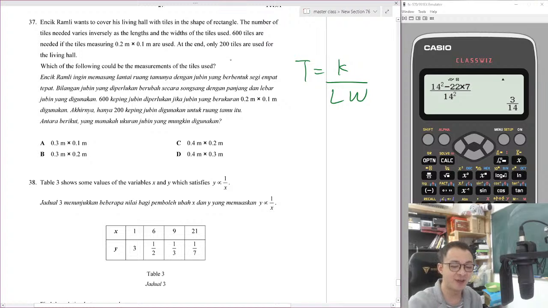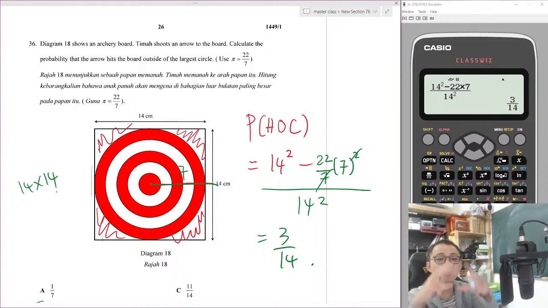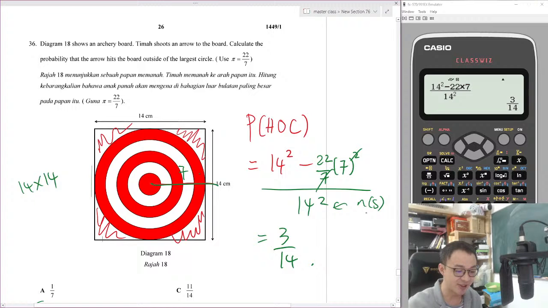So why divided by 14 square? Yeah, because the whole area of the board is 14 times 14, right? So basically, what I'm doing here, in order to find the probability, I find the outside of the circle divided by the total area of the board. Because the total area of the board will be my sample space, right? My sample space must be the whole rectangle, isn't it? So this is the reason why I divided by 14 square.